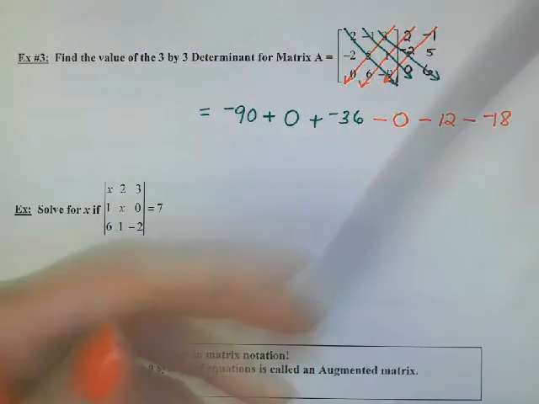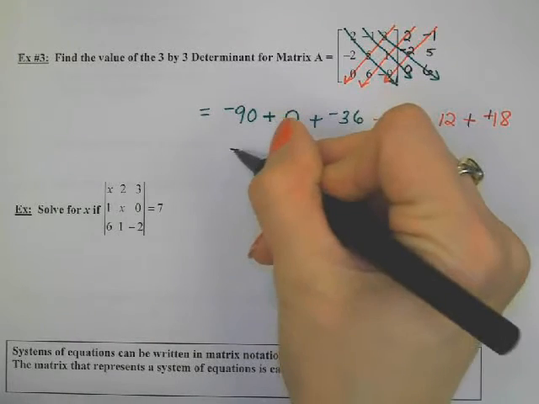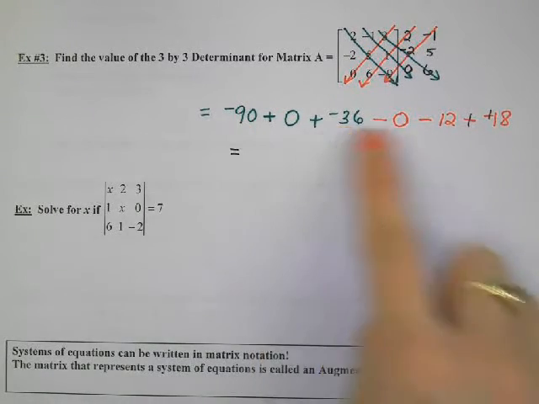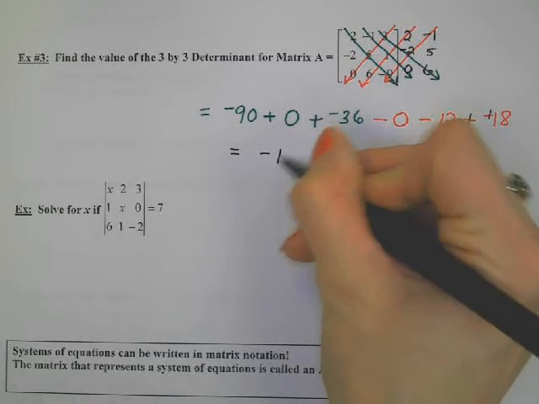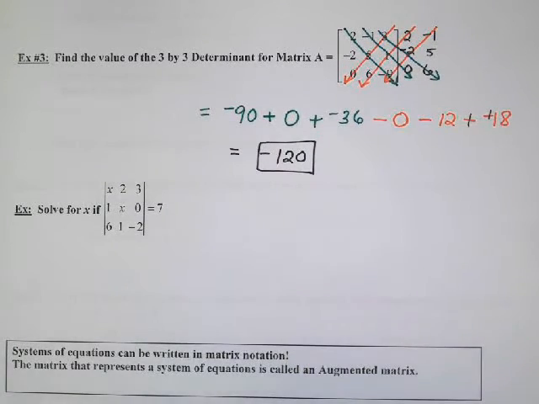Negative 18. A negative minus a negative here is going to cancel, and try to do as much of this as you can without a calculator. It's good practice. Add up all the negatives, and then subtract off those positives, and the determinant is negative 120. That's how you do the determinant of a 3 by 3.